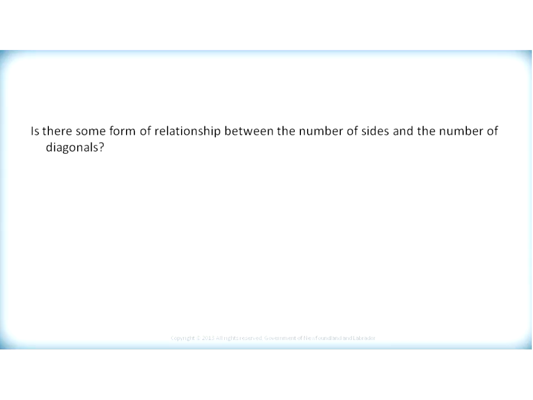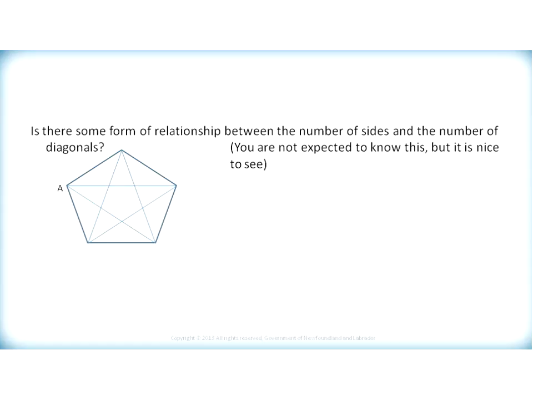So there must be some relationship that we can come up with between the number of sides and the number of diagonals. To find out how we can generalize this relationship, we're going to look at that pentagon again. And I'm going to label one vertex, vertex A. Now I just want to let you know that you are not expected to know this, but I still think it's nice to see. It's good to show you how to determine how many diagonals come from a single vertex in a polygon.